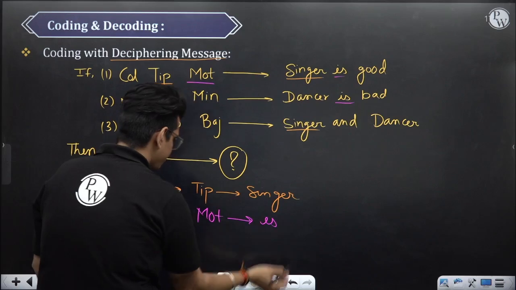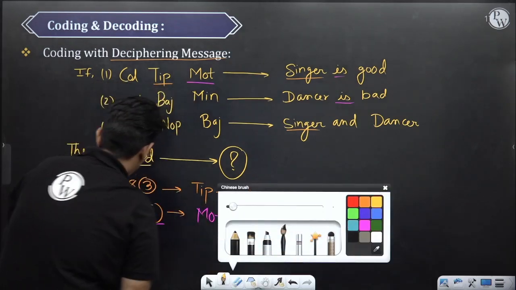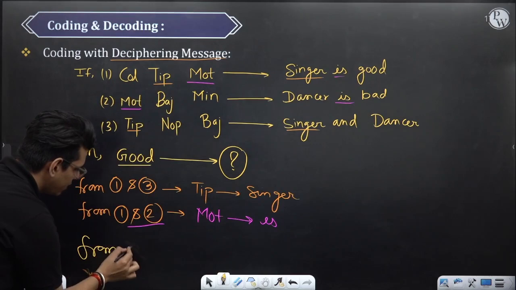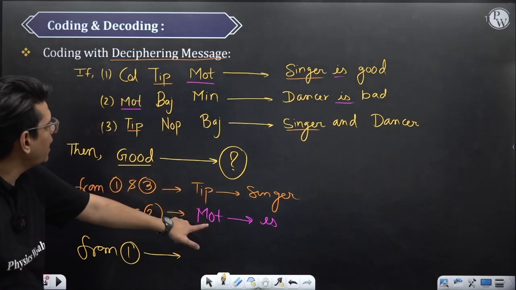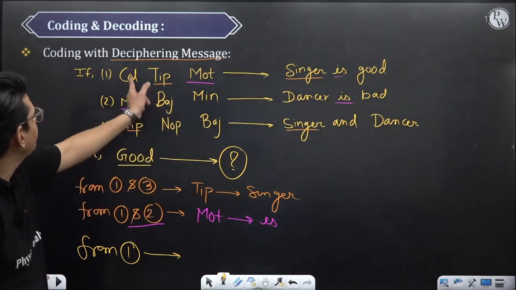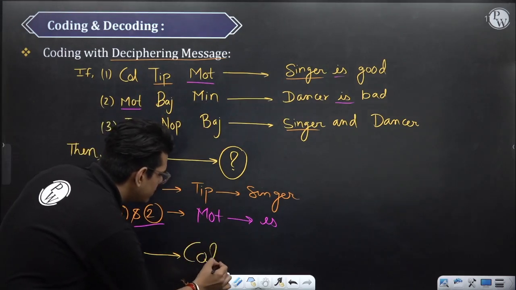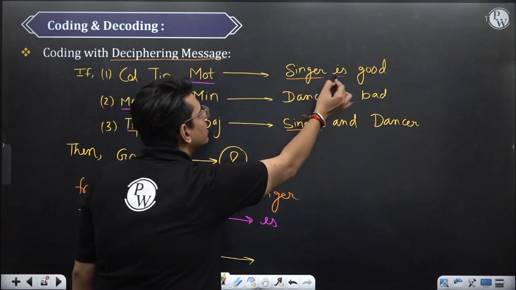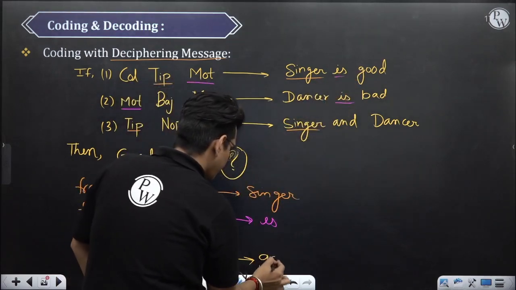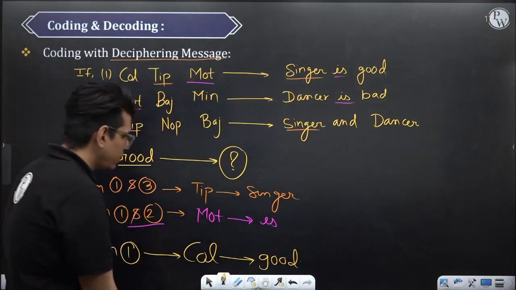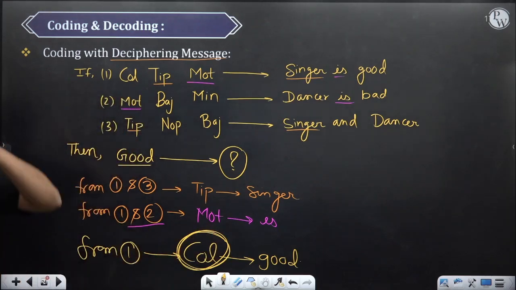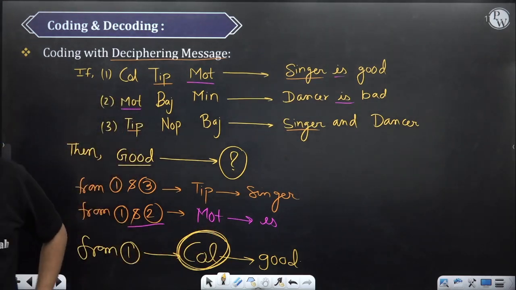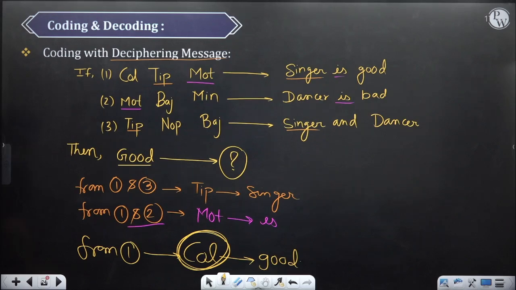is right. Now from 1, I have tip, I know tip. From 1, I have mod, I know mod. I am left with call. So call is nothing but what is left here. Singer is done. So what is the code for good? It is call. Okay, this is how we solve questions based on deciphering messages. We will solve 1 or 2 questions or 3 questions from this type of coding.